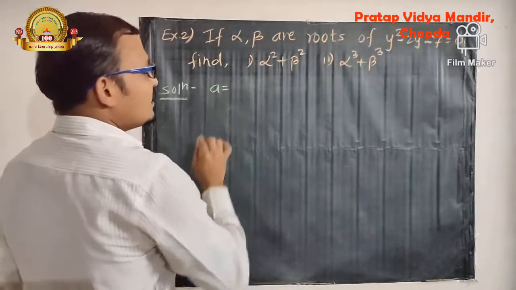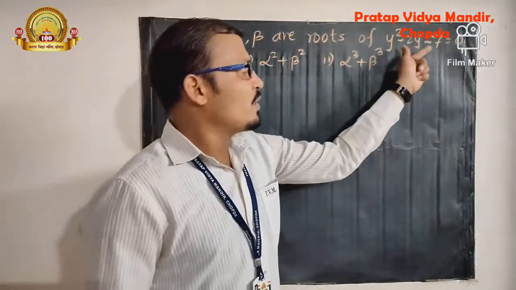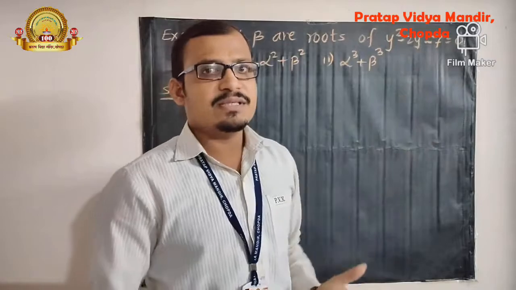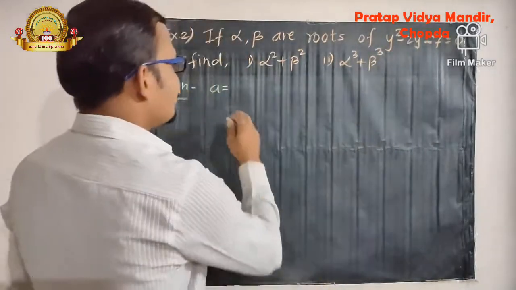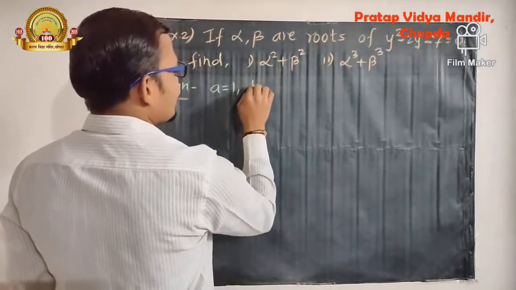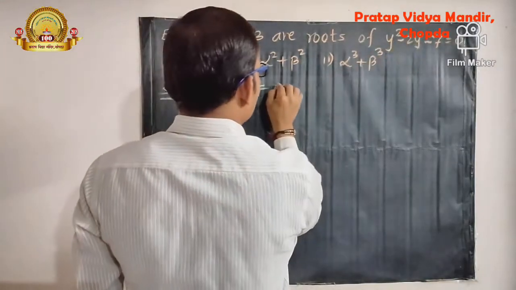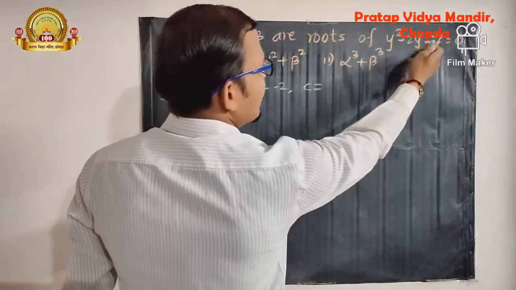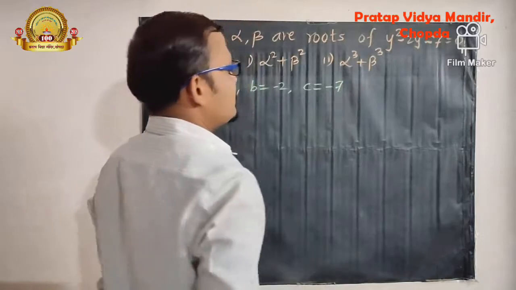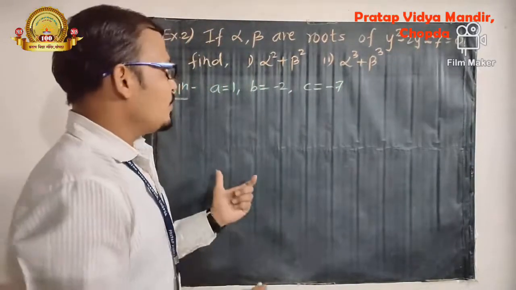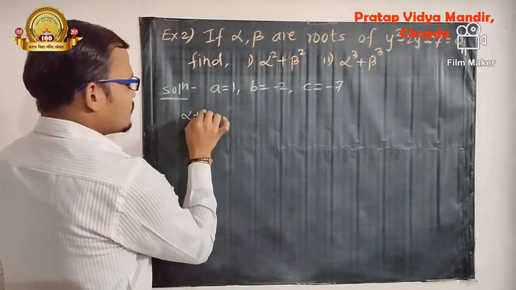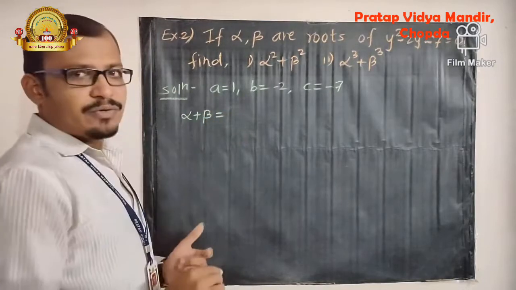So on comparing the given quadratic equation with the general form, we get the value of a is 1, b is minus 2 and c, the last term, the constant term, is minus 7. Friends, now we can easily find the values of alpha plus beta and alpha into beta.